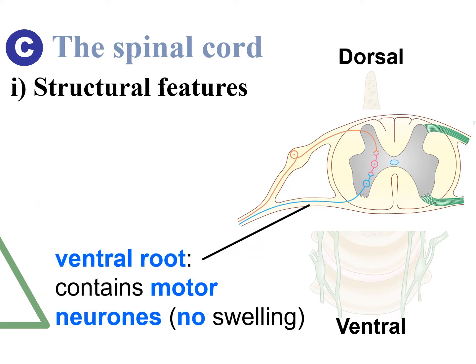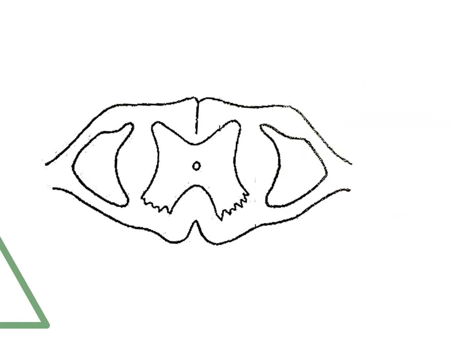The root without any swelling is called the ventral root. It contains the motor neurons. The following diagram shows you a spinal cord. Can you try to draw out all the different types of neurons, the sensory neurons, interneurons, and the motor neurons, as well as the receptors and the effector? Let's try.